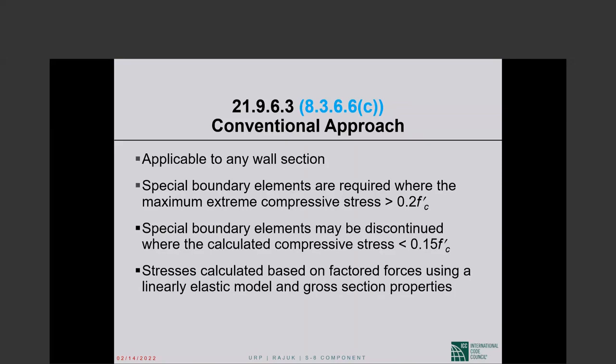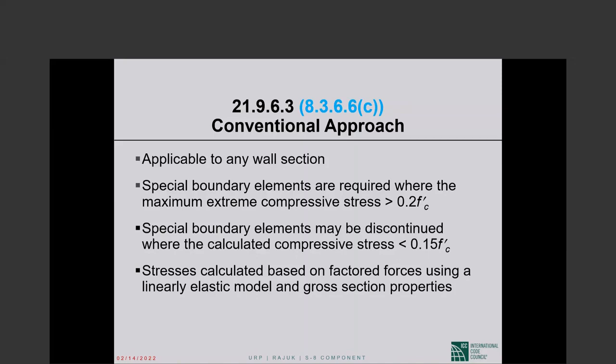However, this is extremely important. We do not go back to neglecting the contribution of the web to carrying P sub U and M sub U. We do not do that. Those days are gone. Those days are behind us. Even in the conventional approach, the entire shear wall cross-section remains effective in resisting P sub U and M sub U.